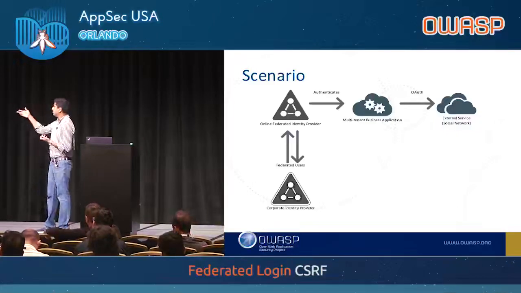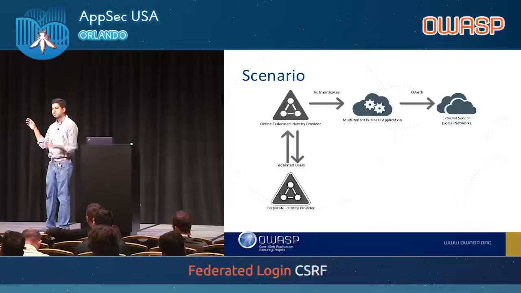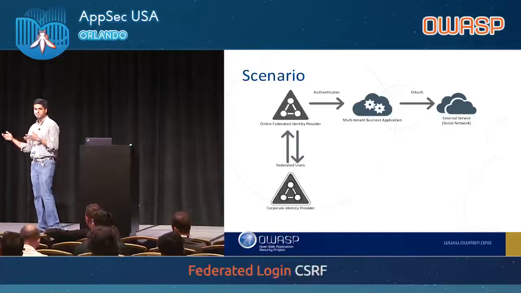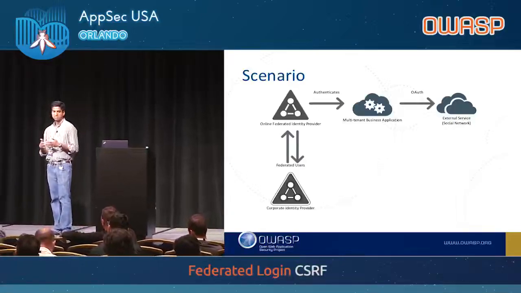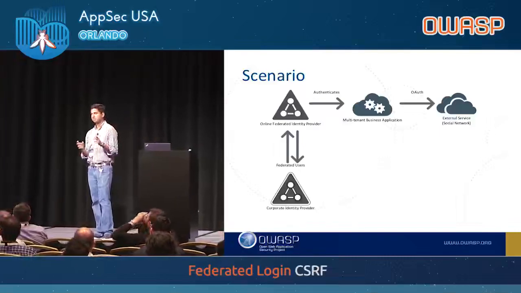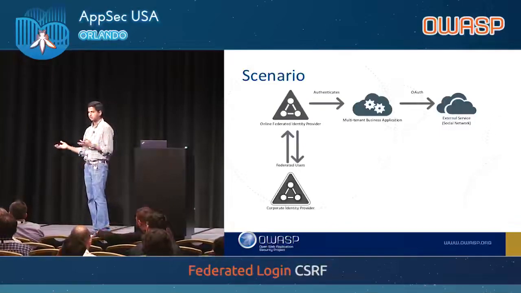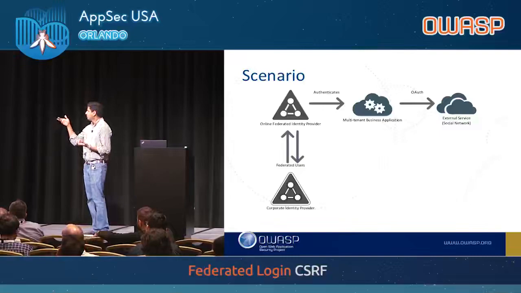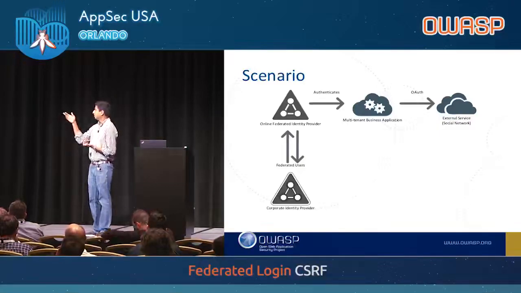And in this scenario, what happens is you have a business application, which is a multi-tenant business application. You have to understand what I mean by multi-tenant application. It means that you have the same service serving customers from different organizations. So you might have a company called Contoso and another company called Fabrikam, and both are served by the same business application. And these identities are federated using their corporate identity.